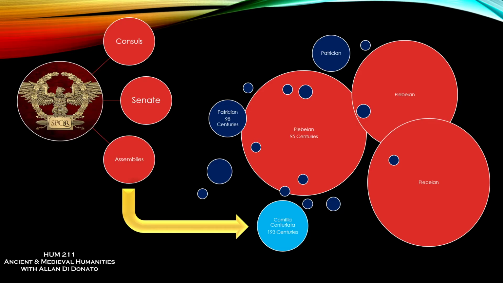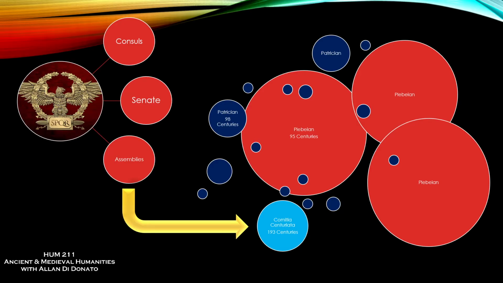If you look at the schematic on the screen, you could see different size circles. Those circles are going to represent a century. Each circle a different century. Now, there were, in total, like I said, 193 of these groupings based on class. In the blue, we'll call those the patrician centuries, and the red, we'll call those the plebeian or lower class centuries. The patricians had 98 groups, okay? And each group gets a single vote in the election of a consul or something like that.